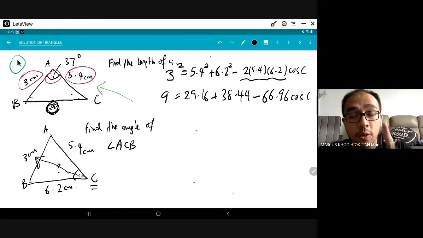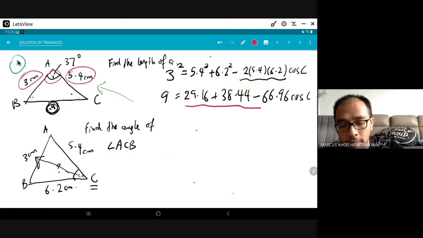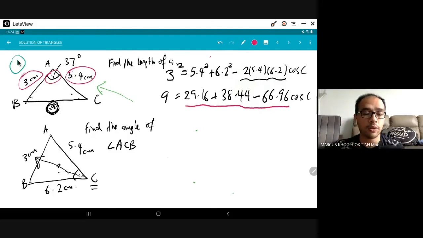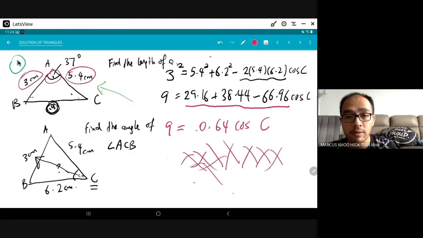This is where everybody makes mistakes. You know what they will do? They will do 29.16 plus 38.44 minus 66.96, and then they say 9 equals 0.64 cos C. I will tell you that this is wrong, wrong, wrong, wrong, wrong, wrong. Wrong until I want to slap somebody's face. Cannot. Why cannot? How come these 3 numbers cannot be added and subtracted?